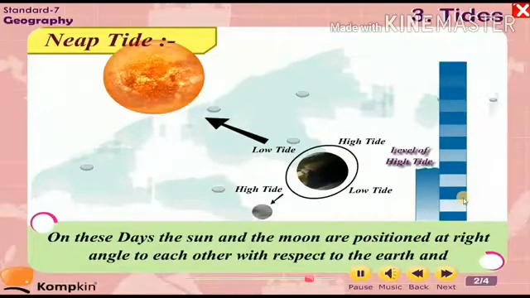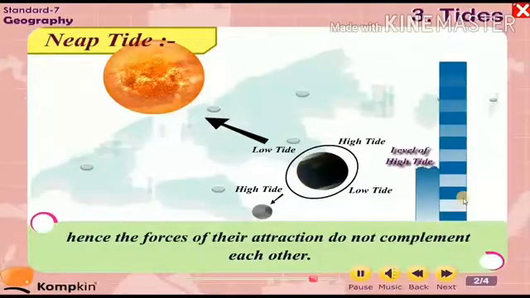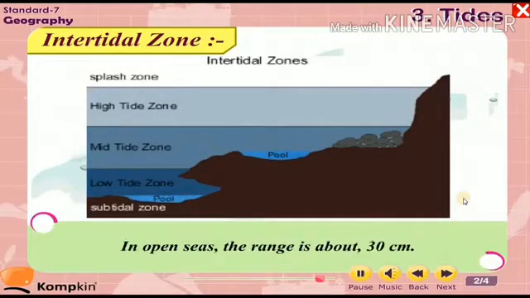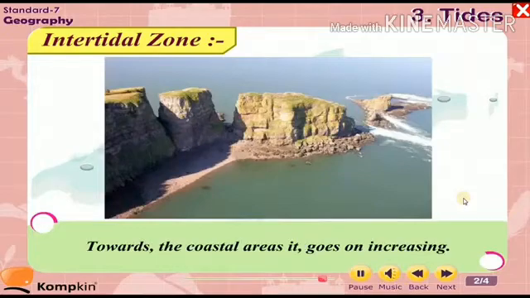On these days, the sun and the moon are positioned at right angles to each other with respect to the earth, and hence the forces of their attraction do not complement each other. Intertidal zone. The difference in the water level of the high tide and the low tide is called tidal range. In open seas, the range is about 30 centimeter. Towards the coastal areas, it goes on increasing.